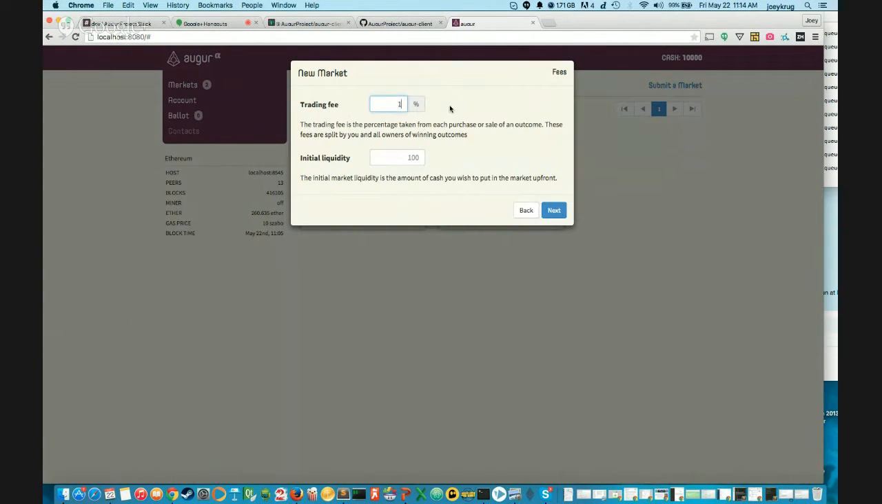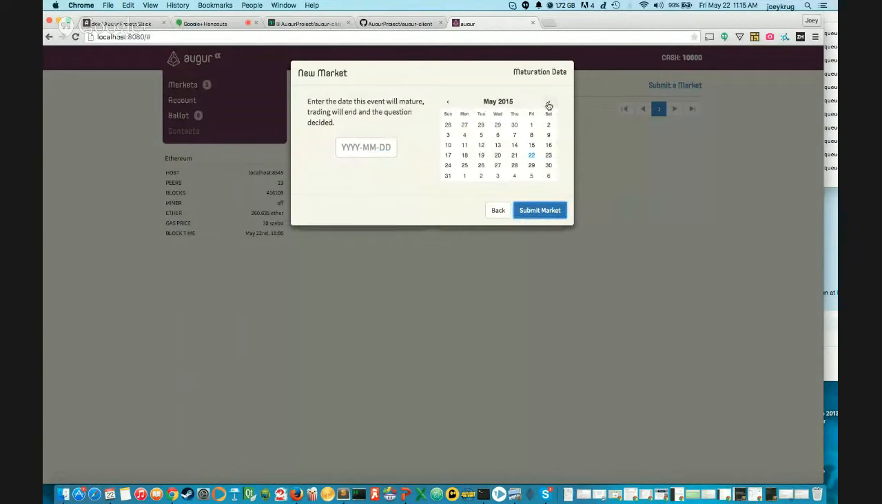Then you can set a fee, and that's basically a trading fee. The fee is divvied up amongst whoever created the market, so in this case me, and the people who report on it afterwards. You can also set the initial liquidity. If you put a market with a small amount of liquidity, and somebody comes in and wants to buy like $10 worth of shares, they're going to move the price quite a bit. But if we put in a good amount of liquidity, let's say 2,000, then the market's not going to be as jumpy. And the date this matures would be July 1st, 2015.